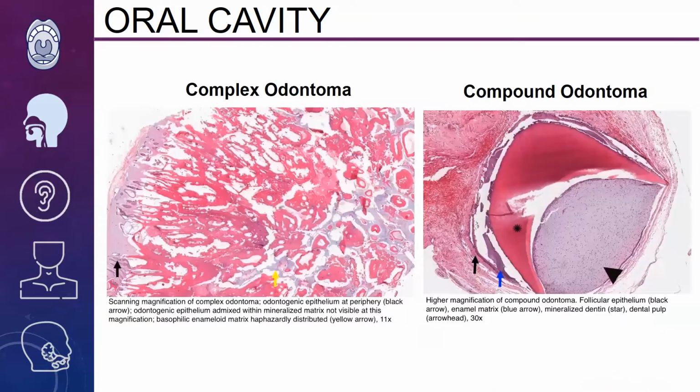Again, in complex odontoma, there is haphazard arrangement and a variety of calcified patterns, whereas in compound odontoma, there is a level of organization so that the individual lesion appears like a misshapen tooth.